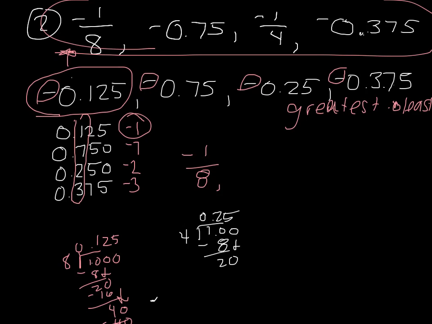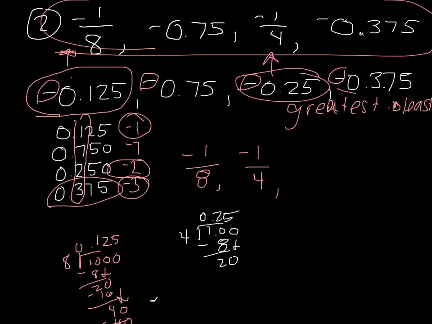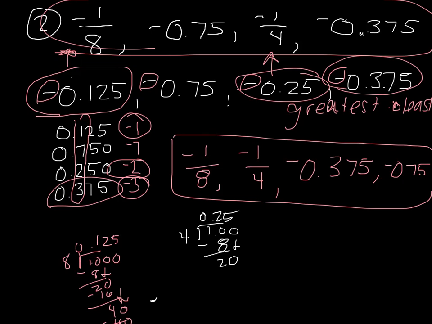Then our next biggest one would be this one, negative. Okay, so that would be this one right here. So it would be -1/4. Then -3 would be the next biggest one. Okay, so that would be this one here. That one's already converted for us, -0 and 375 thousandths. And lastly, it would be -0 and 75 hundredths. Okay, so this way really helps me out a lot.